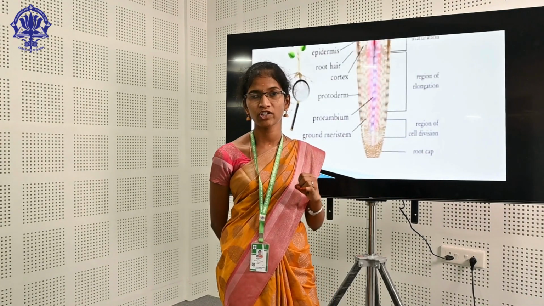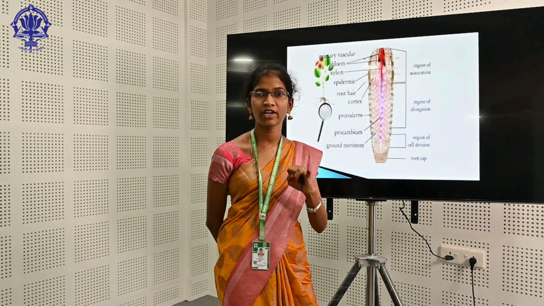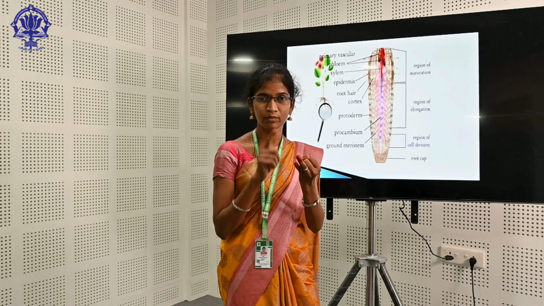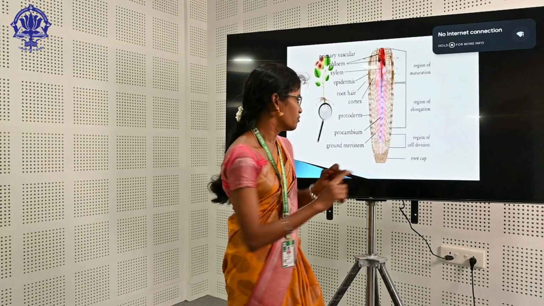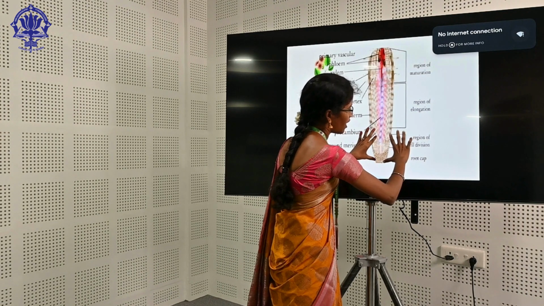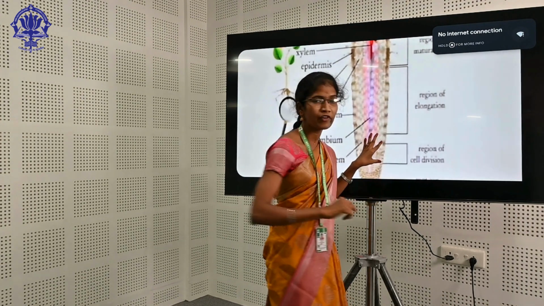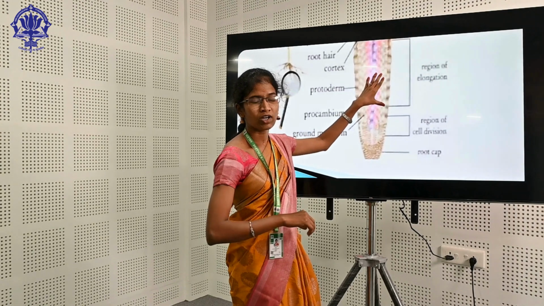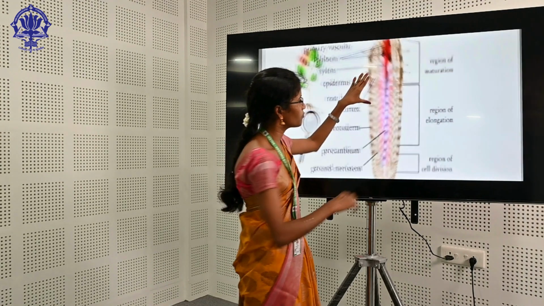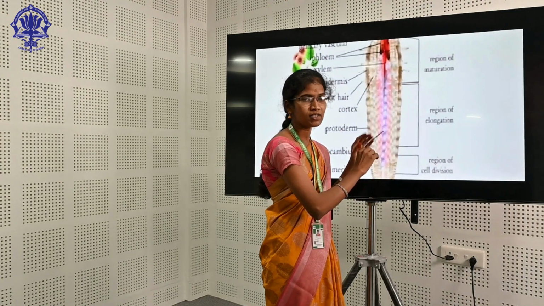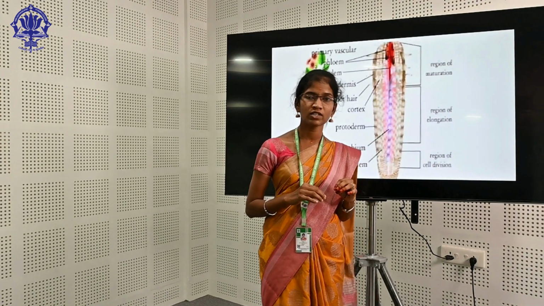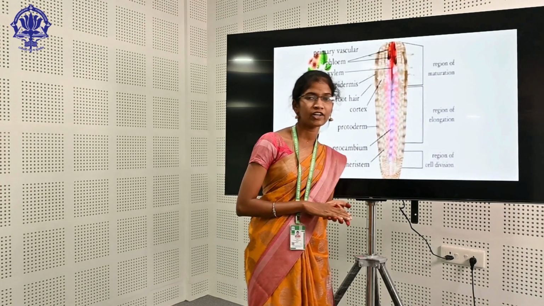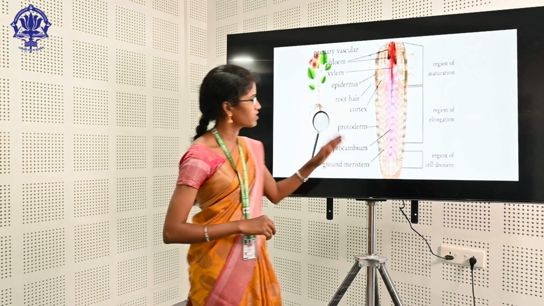I have already mentioned that meristematic tissue is divided into three types: apical meristem, lateral meristem and intercalary meristem. Apical meristem is the region of young growth and is followed by intercalary meristem. Intercalary meristem is the elongation of cells, and lateral meristem gives secondary growth of the plant tissue. Next slide.